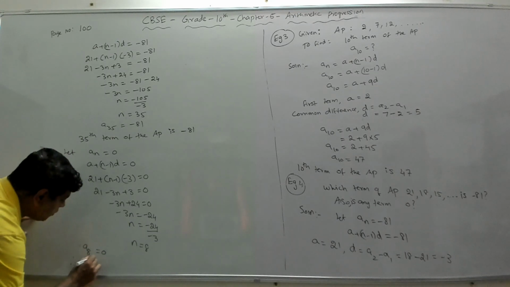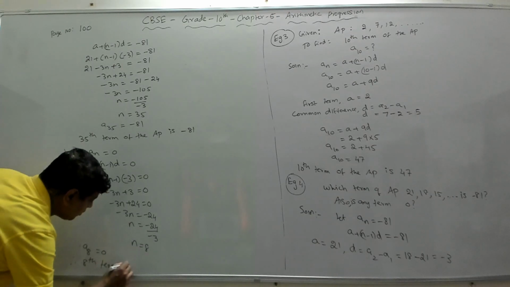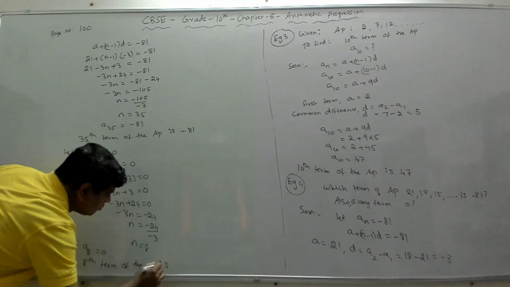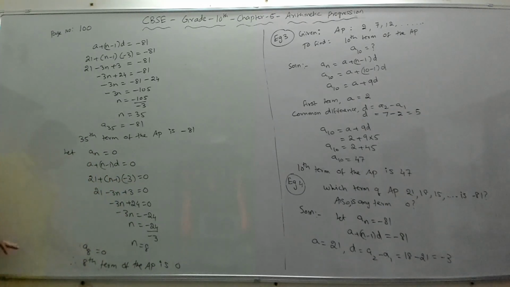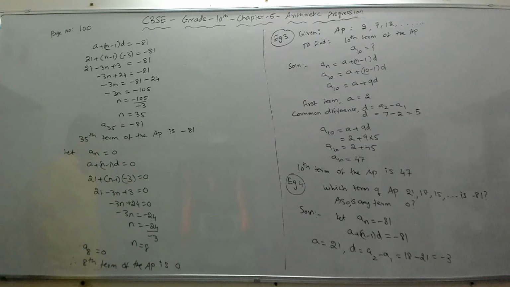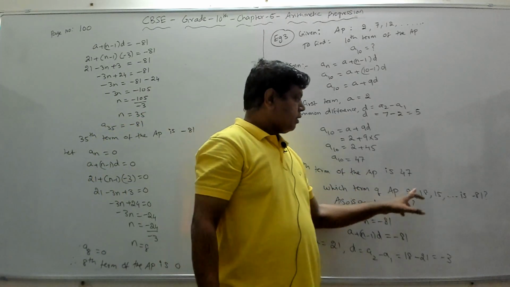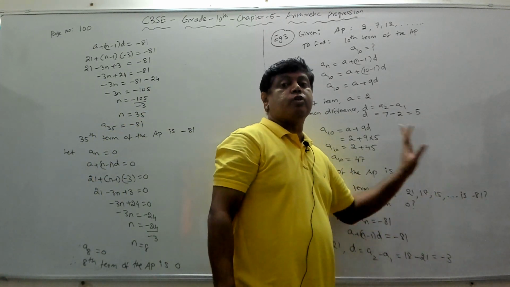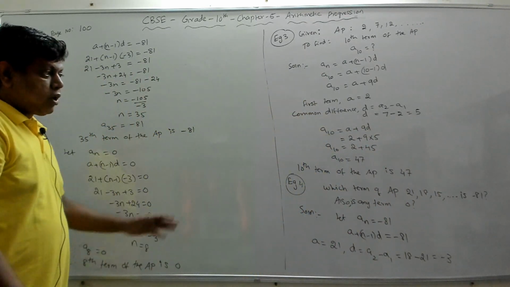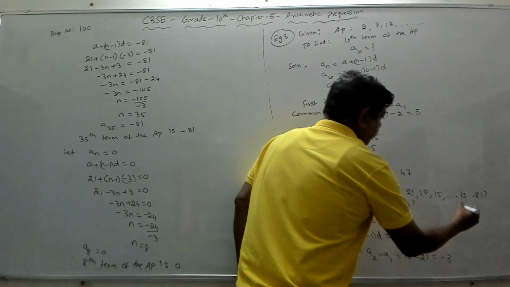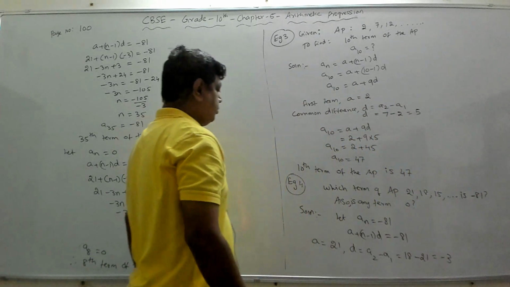Therefore, the eighth term of the AP is 0. So 0 is a term in the AP and it is the eighth term. If you keep on writing, this is the first term, second term, third term, like that. If you write the eighth term, you will see that the eighth term will be 0. And if you continue to write, your 35th term will be minus 81. This is minus 81. Fine.